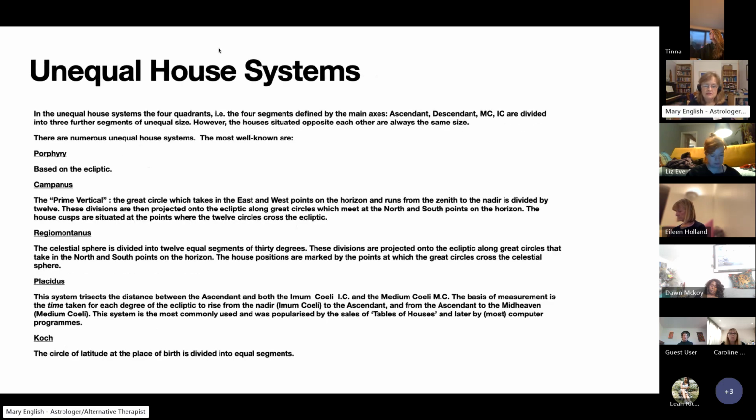I'm not going to read this out. This is there for you to read yourself if you want to watch this back afterwards. But these are the unequal house systems. They use 4 quadrants. They have the ascendant, the descendant, the MC and the IC, and then they're divided into further segments of unequal size. However, the unequal houses are all opposite each other and of the same size. And they're called Porphyry, Campanus, Regiomontanus, Placidus and Koch.